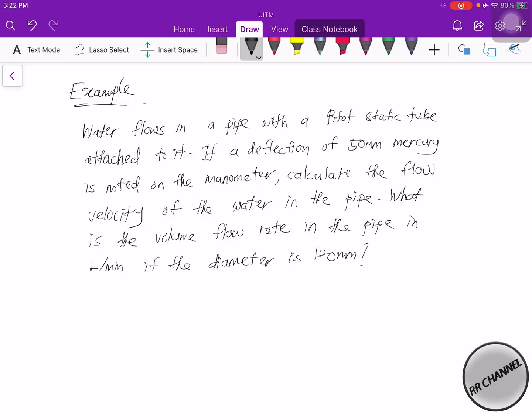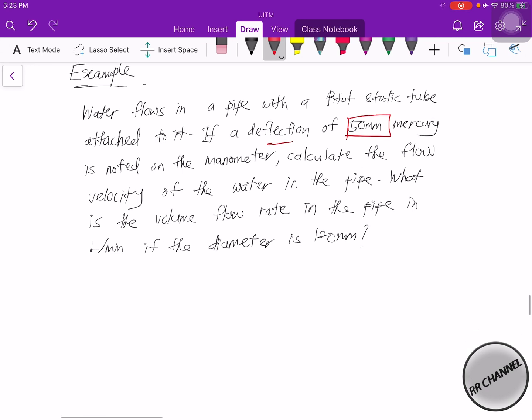Water flows in a pipe with a pitot static tube attached to it. If a deflection of 50 mm mercury is noted on the manometer, calculate the flow velocity of the water in the pipe. What is the volume flow rate in the pipe in liter per minute if the diameter is 120 mm?